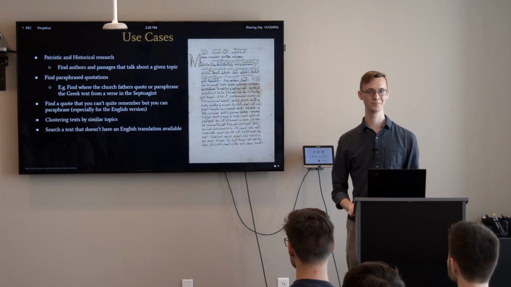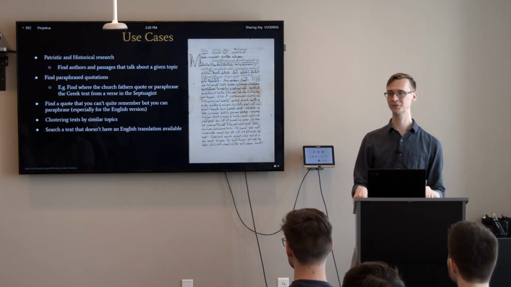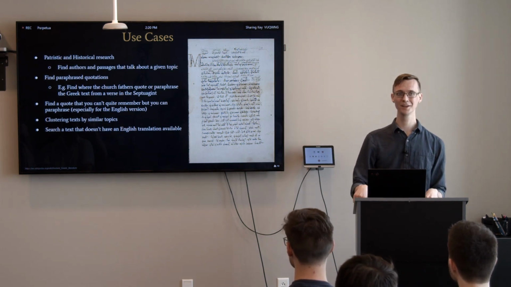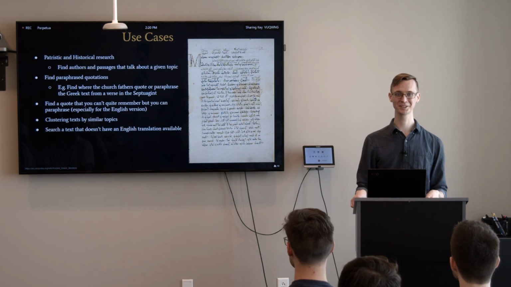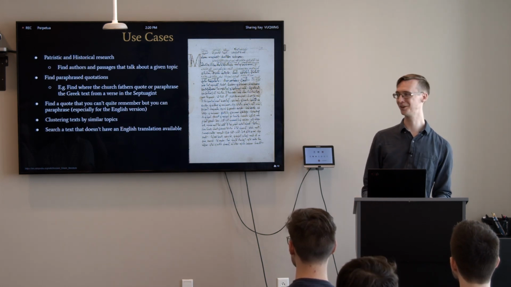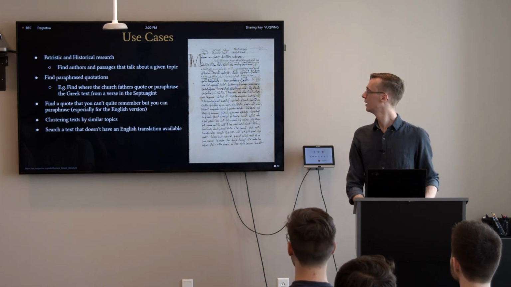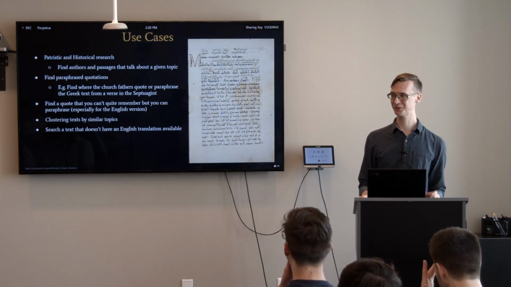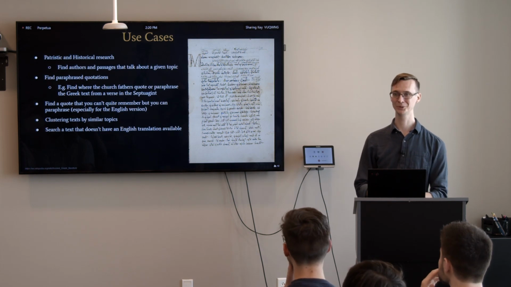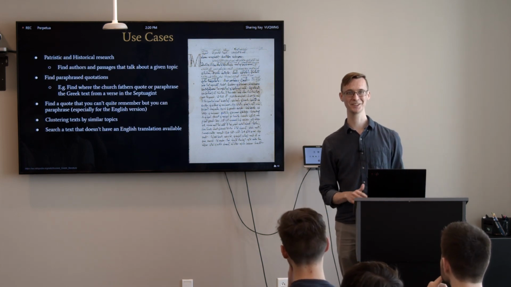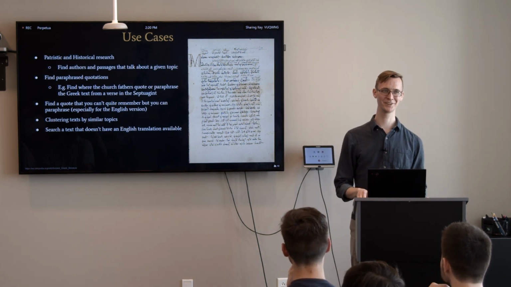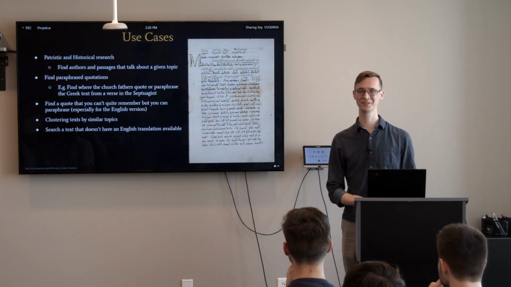Another cool thing is paraphrase quotations. If you search for a verse from the Septuagint in the Church Fathers, you can see where they quote it, and sometimes it's not exact. Sometimes they paraphrase a little bit. It's pretty cool. You can find those paraphrase quotations in the Church Fathers. Or if you have a quote from the Church Fathers in English, like Tertullian says something like, the blood of the martyrs is the seed of the church. Okay, is that how he said it? I don't know. I'll type in how I think he said it, and if it's close enough, you'll find it.